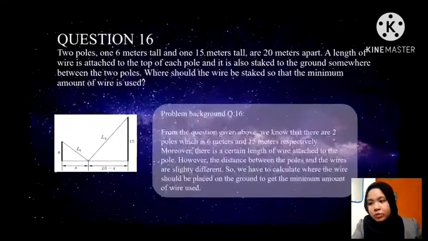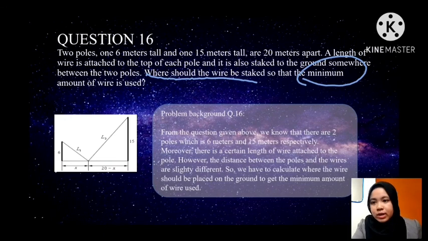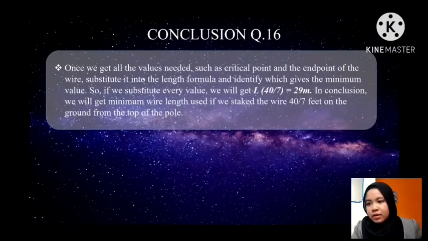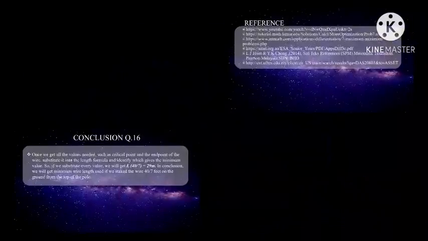So we go back to the question, which asks us where the wire should be stuck so the minimum amount of wire is used. So we got x equals 40 over 7. In conclusion, we will get the minimum wire length used if we stick the wire 40/7 meters on the ground from the base of the pole, because we will get a minimum of only 29 meters of wire used.